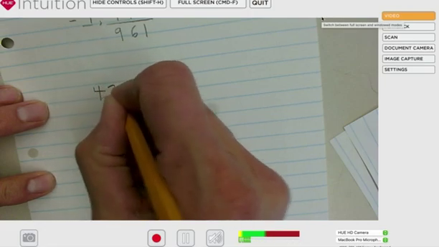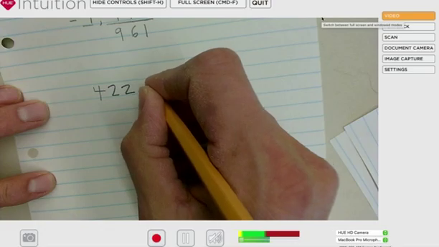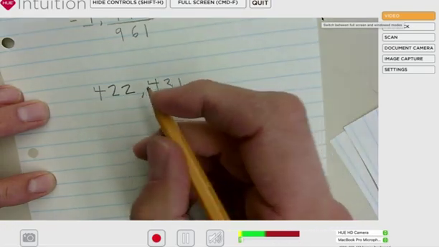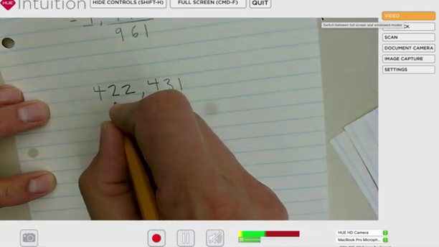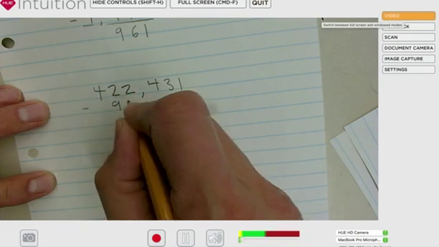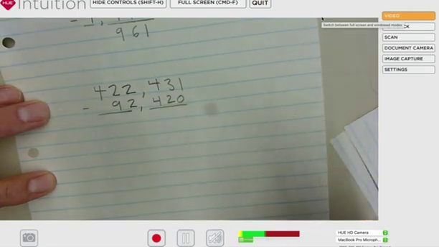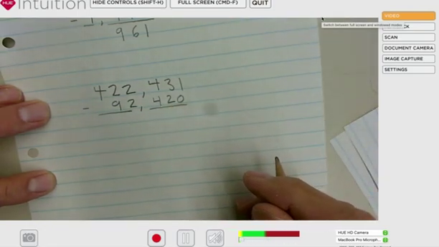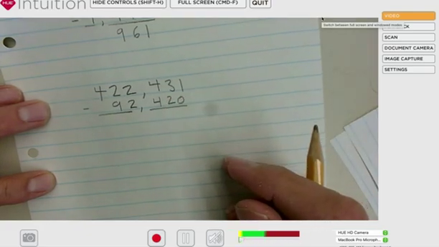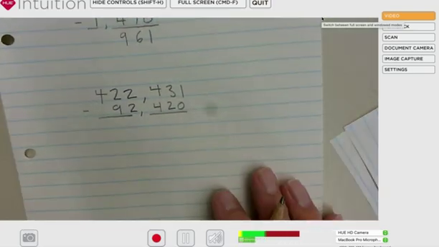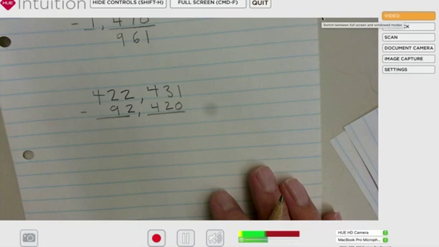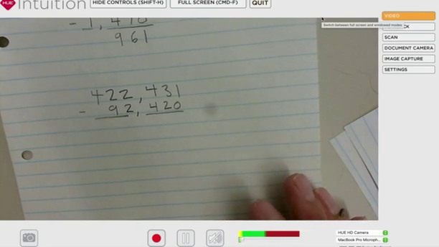In honor of Halloween, we're going to do a Halloween example. 422,431 minus 92,420. I mean, you might be watching this at a different time of the year, but right now it's around Halloween. Why I say this is a Halloween example is because this looks scary, but it's actually not. I call this look scary, not scary. Because if you look at things one at a time, you don't have to do an insane amount of regrouping here.